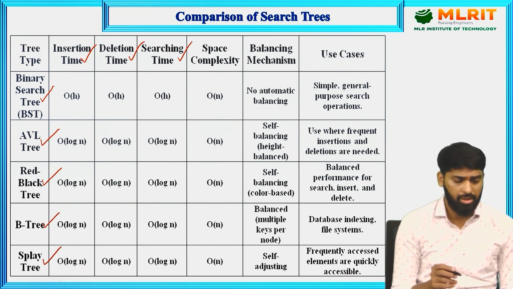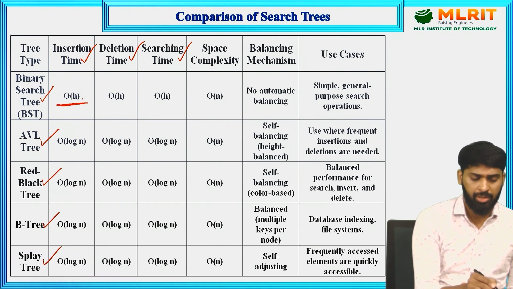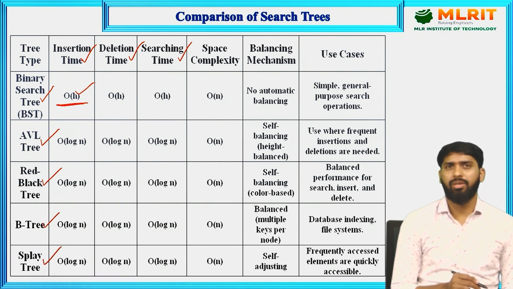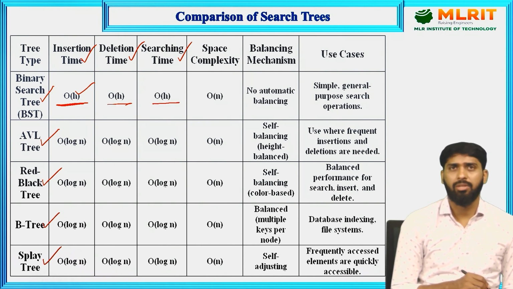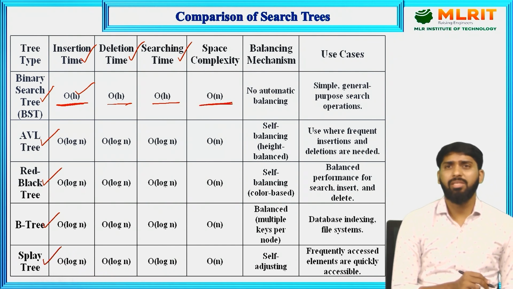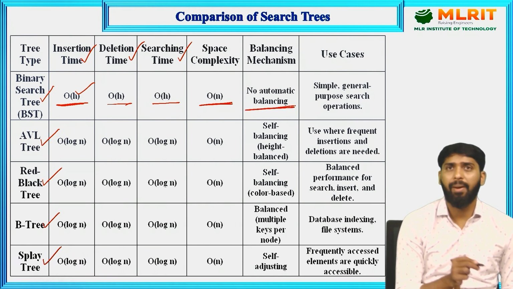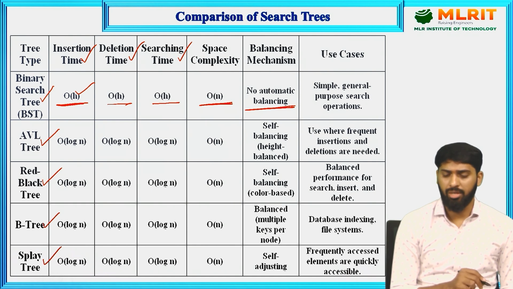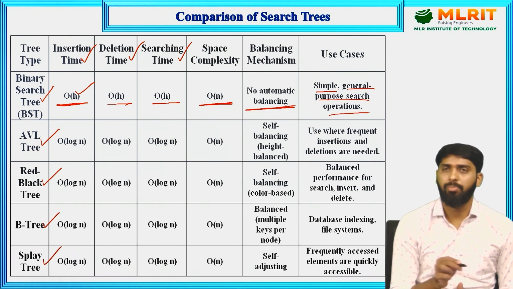Okay, now for binary search tree, insertion is big O of h, where h represents the height of the tree. The deletion time is also big O of h. The searching time is also big O of h. The space complexity is big O of n here. Now, is there a balancing mechanism in binary search tree? No, no automatic balancing is available in binary search tree. So coming to use cases, it is for simple general purpose search operations.